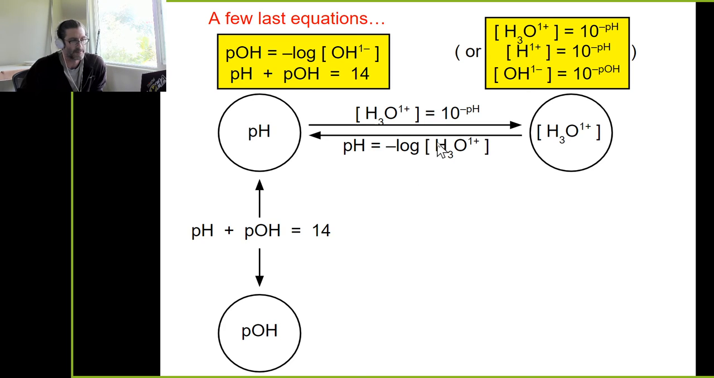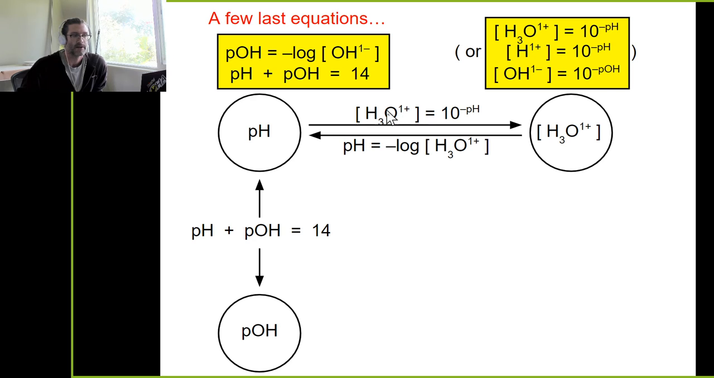So these are reciprocal functions. Does everyone know what I'm talking about when I say reciprocal functions? If I have a function of x, f of x, then 1 over x is the reciprocal of that function, right? These are how to solve for the thing on the other side of the equation. You see what I mean?